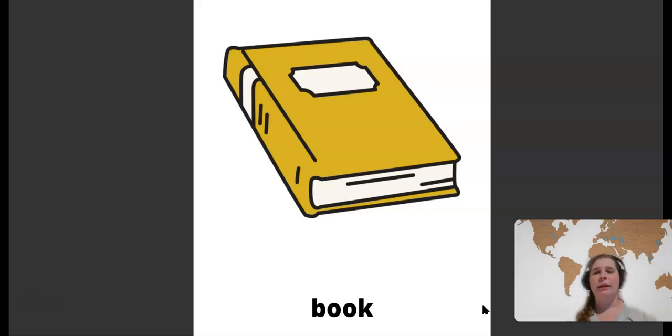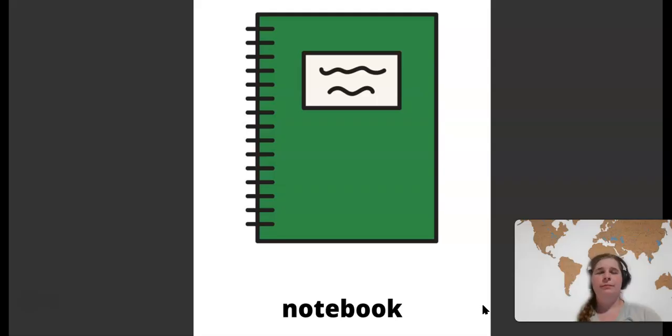Make a sentence with book. Open your book to page 10. Make a sentence with notebook. Please write today's question of the day in your notebook.